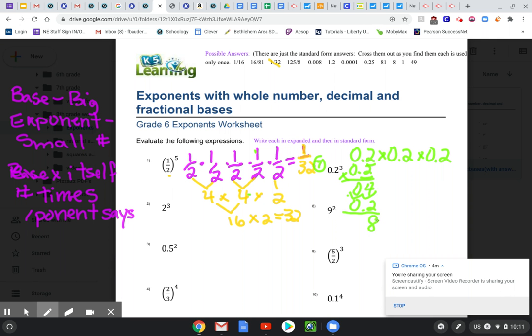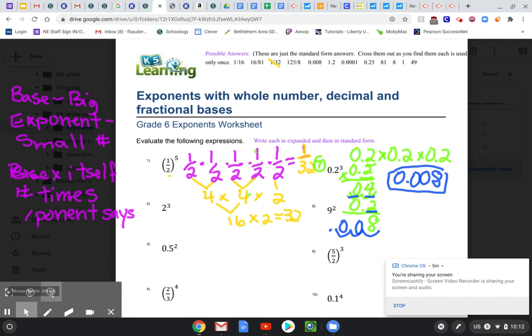So then I've got 1, 2, 3 digits behind the decimal here. You can see my 3 digits that are behind the decimal. That means I need to move 3 digits behind the decimal in the answer. So that gives me 0.008 as my final answer for that one.